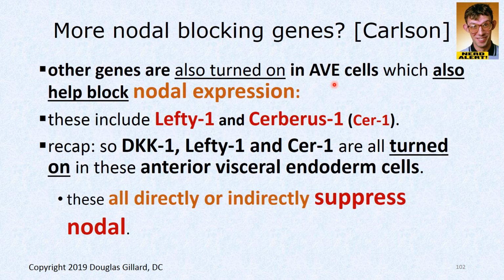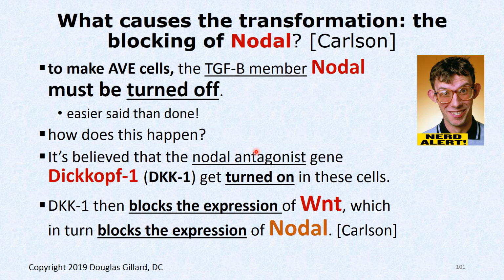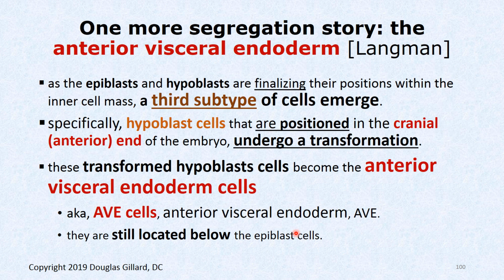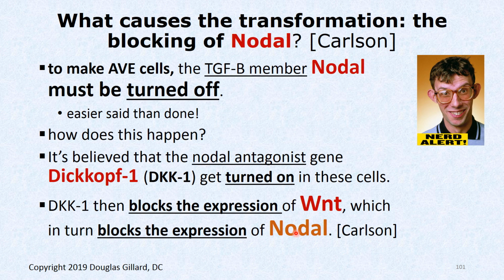So those cells, they are going to secrete a protein called DICKKOPF1 or DKK1. Now that doesn't directly turn off nodal, but it does block the expression of the molecule needed to make nodal. WNT is needed to make nodal. We didn't talk about that before, but we'll talk about it now. So DKK1 blocks WNT. If you block WNT, you can't make nodal. If you don't make nodal, then your hypoblast cells take on different characteristics, and we call them the anterior visceral endoderm cells.